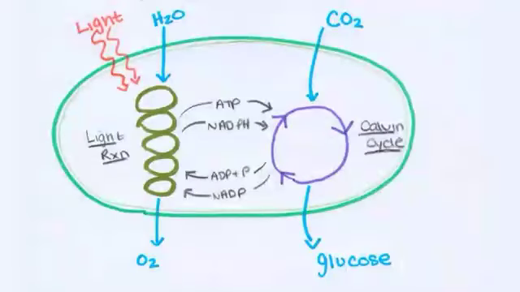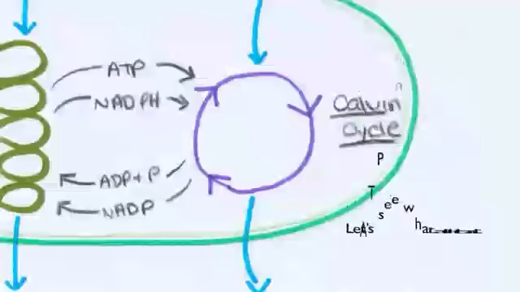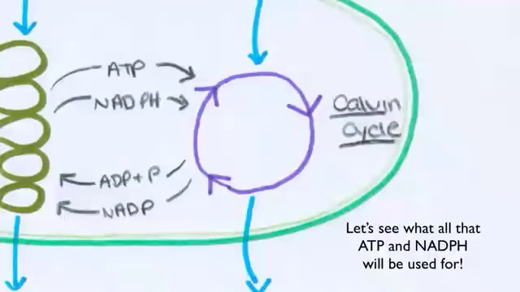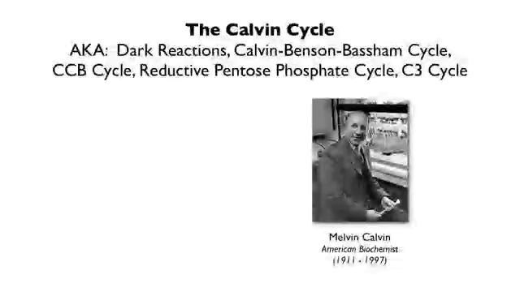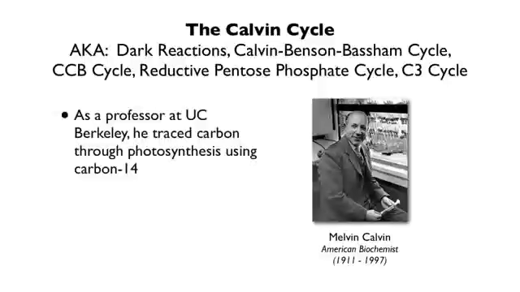Those are the light reactions. Now, what we're going to do is focus in on the Calvin cycle and see what all of that ATP and NADPH is going to be used for. The Calvin cycle goes by a lot of names, as you can see. Melvin Calvin, yes, that was his real name, is the person who is responsible for figuring this out.